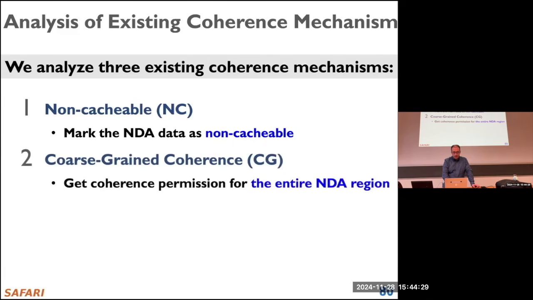Another one is coarse-grained coherence. We get the coherence permission for the entire NDA region. So NDA gets the coherence permission, and then the CPU should not do anything. Basically, if the CPU needs to access that region, it needs to be stalled.